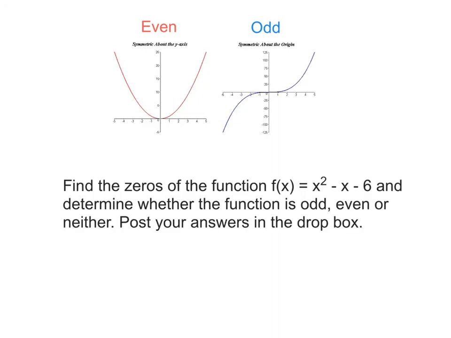Now I would like you to find the zeros of the function f of x is equal to x squared minus x minus 6 and determine whether the function is odd, even, or neither. Post your answers in the drop box.